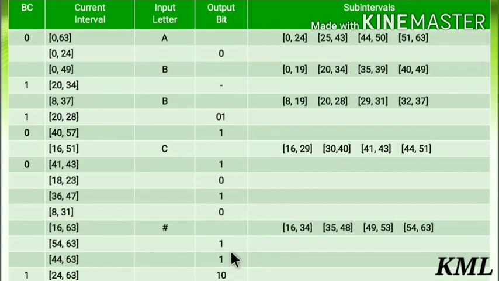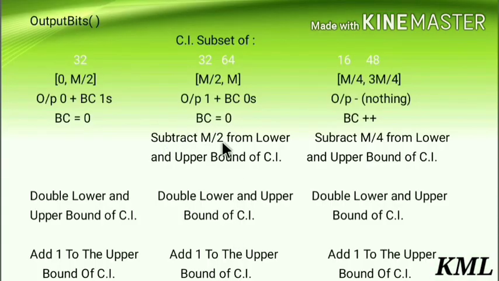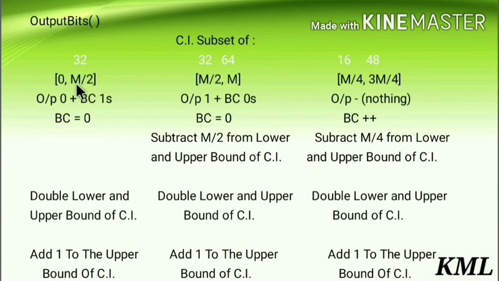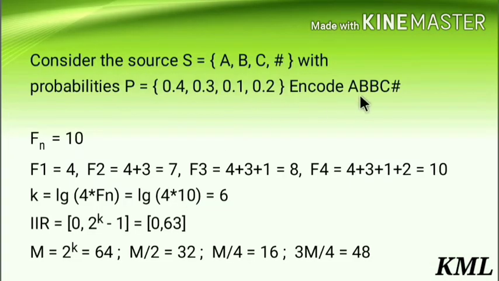Okay. Next, subtract 32, double and add 1 to the upper bound. So what you get is these two values, 24 and 63. Now check this new interval with the algorithm. Okay. So 24,63 doesn't fall in this, neither in this and nor in this. Okay. So what do you do? You stop and check for the next input letter. So if you see, you have processed your entire input and you don't have any input further.